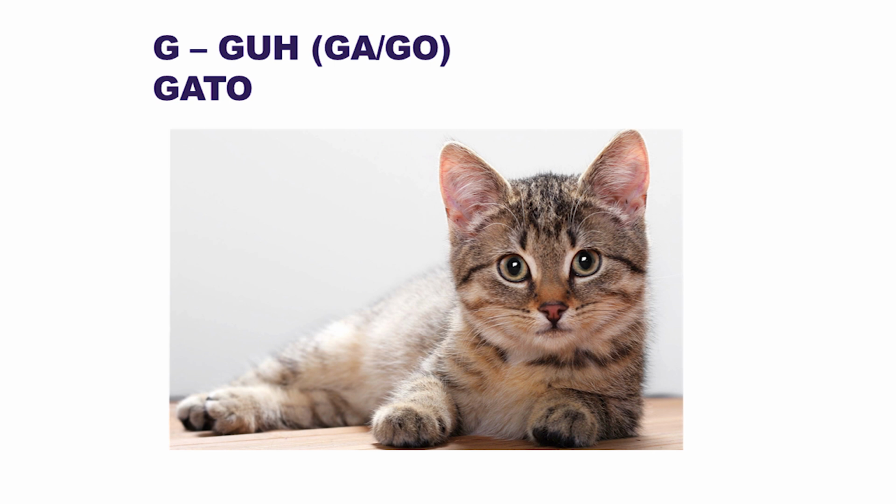GA and GO is pronounced one way, whereas GI and GE is pronounced another, and GU yet another. We will practice all three. G, G, G. Gato, gato, gato.